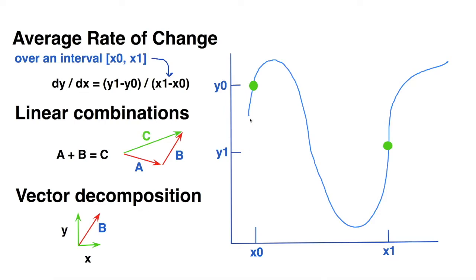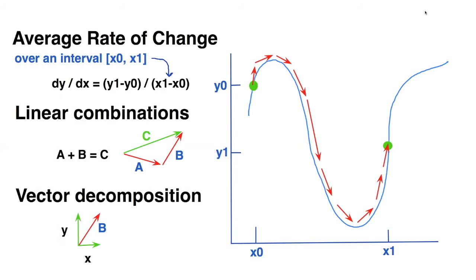If you had this function in the Cartesian plane xy, and you were asked to find the average rate of change between this interval x0 and x1, delineated by these green points on the curve, what you could do is superimpose some vectors along the curve that are tangent to the curve that represent the change along each point.